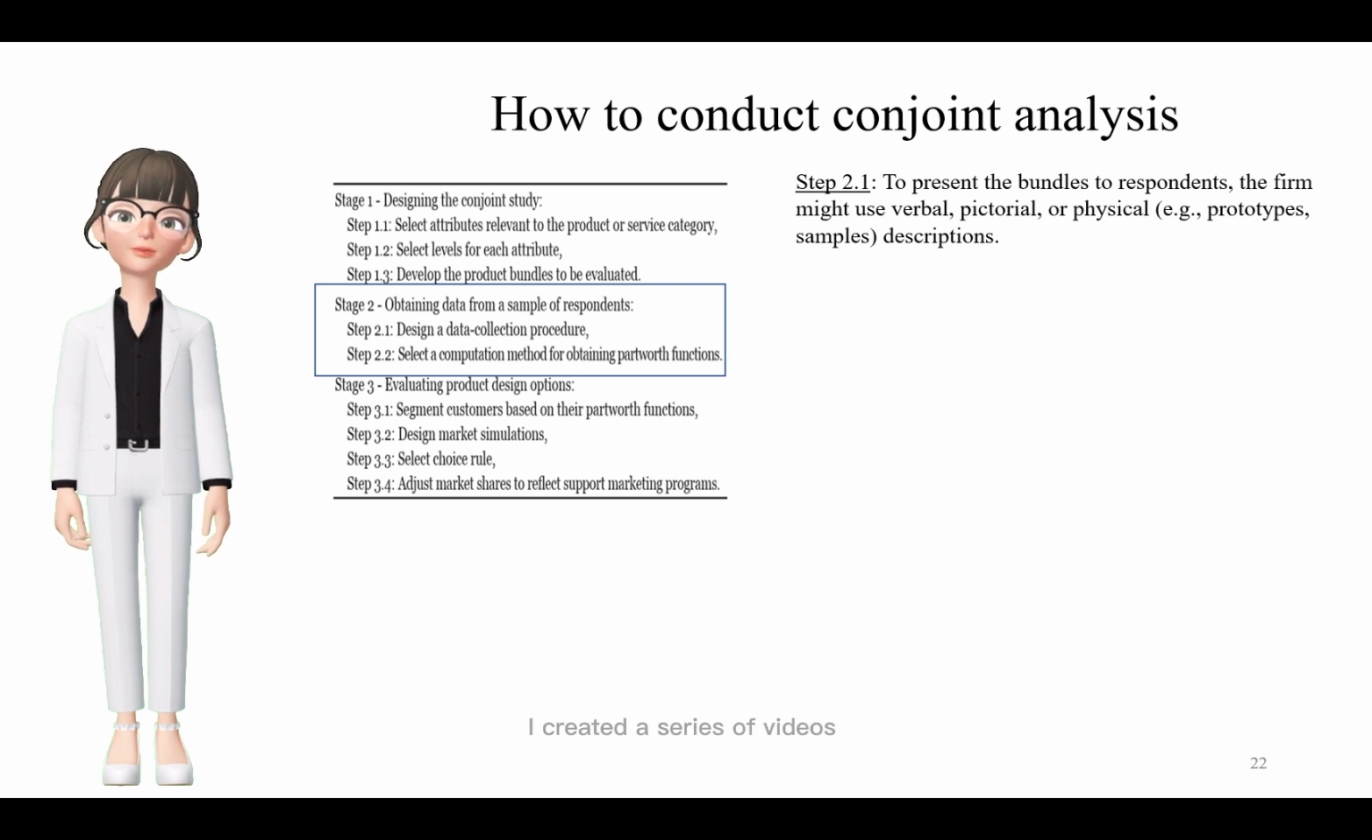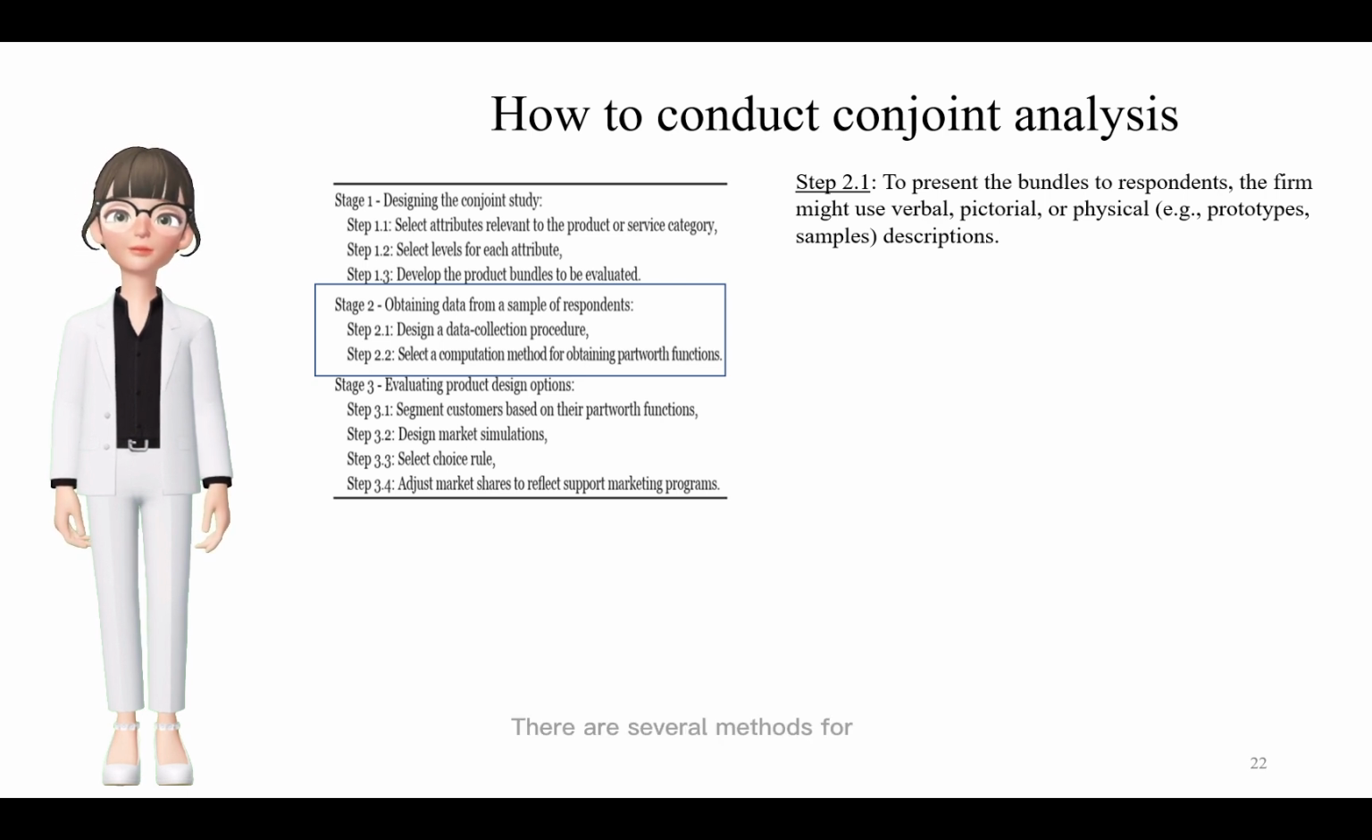I created a series of videos that demonstrate how to use the Qualtrics platform to create a Conjoint analysis survey. It is worth noting that Qualtrics is available for free for NDSU students, faculty, and staff, making it easily accessible for conducting research.